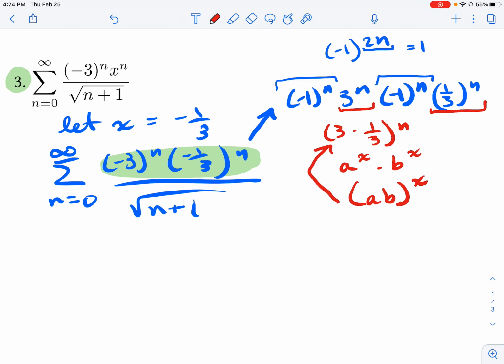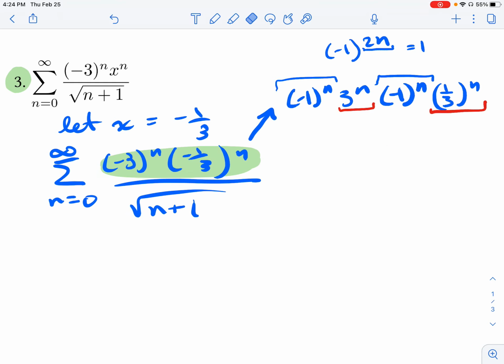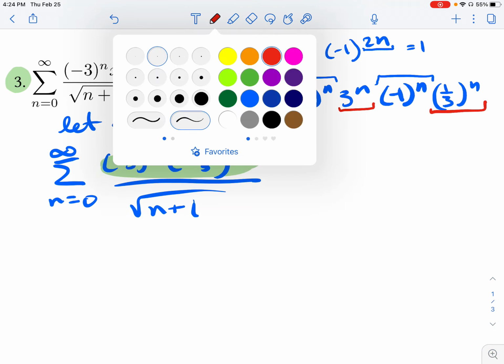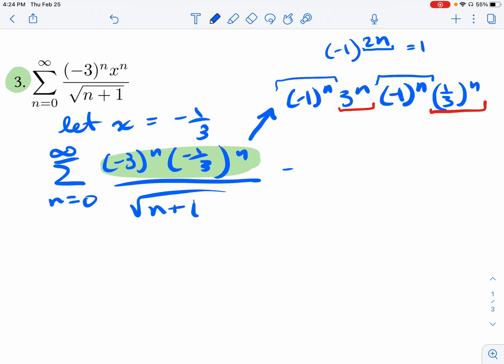All this to say, well, what is that going to simplify down to? 3^n times (1/3)^n, that's just going to give us 1^n. And no matter what n is, this is always going to be equal to 1. So all of this cleans up pretty nicely to the following series: the sum from n equals 0 to infinity of 1 over root n plus 1. Well, taking a look at this here, we can ask ourselves, all right, what do we know about this particular series?